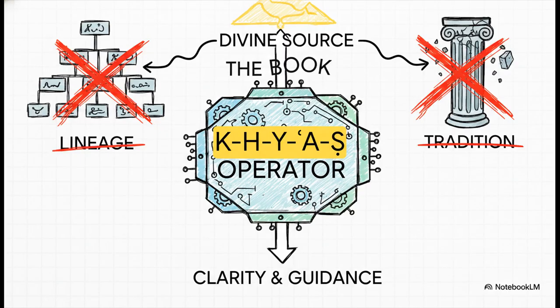And believe me, it gets even more complex. You've got an operator like Kaf, Ha, Ya, Ain, and Sad, which you'll find in the chapter of Mary. This thing is a multi-scale resolver. Its job is to establish what the source calls orphaned continuity, basically forcing reliance on a direct connection to the divine source and the book, not on who your parents were or what your lineage is. It just shows you how deep and specific this system really is.